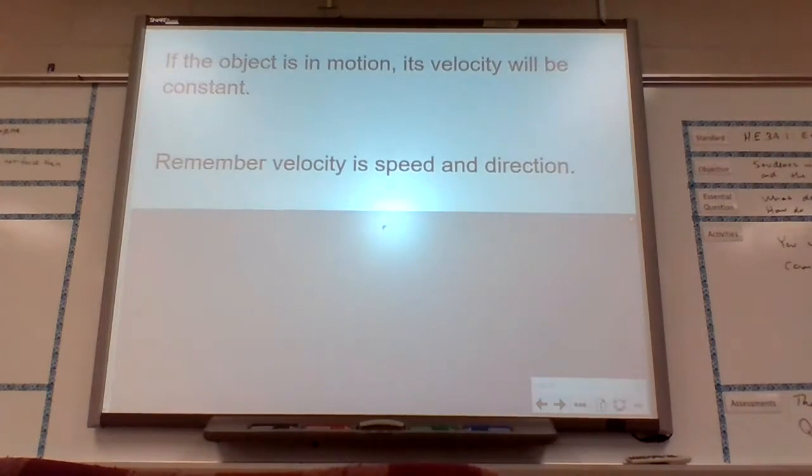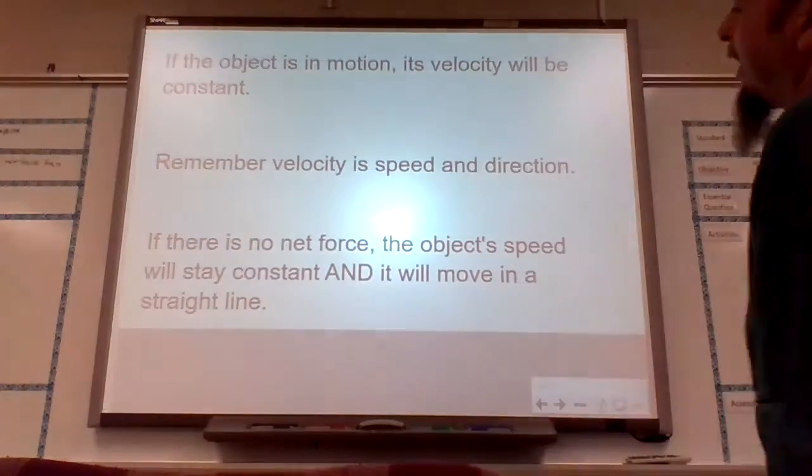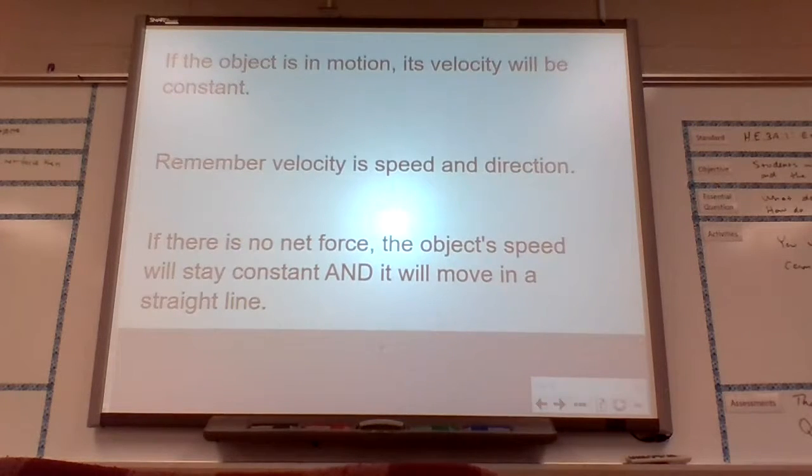The object in question would move at a constant speed and in a straight line if there are no net forces. If there are no net forces acting on an object, the object's speed will stay constant and it will move in a straight line. Again, that's if there's no net force. If there's either no forces acting on the object at all, or if the forces that are acting on the object completely cancel out.